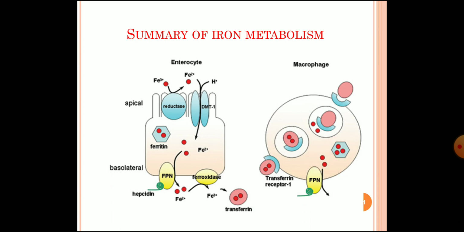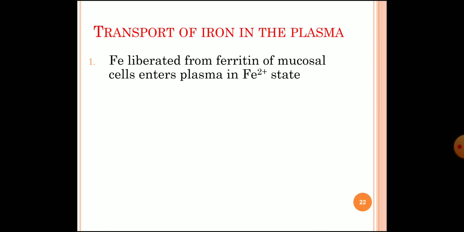So this is the place where the iron is utilized. This is the place where iron is absorbed. It is in the mucosal cell, and it is transported as transferrin and reaches the cell. Transport of iron is in the plasma. First, iron is liberated from the ferritin of the mucosal cell and enters the plasma in the ferrous state.